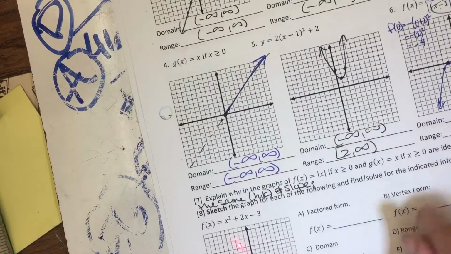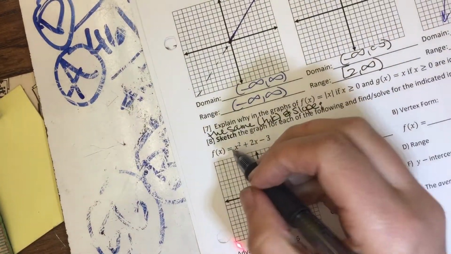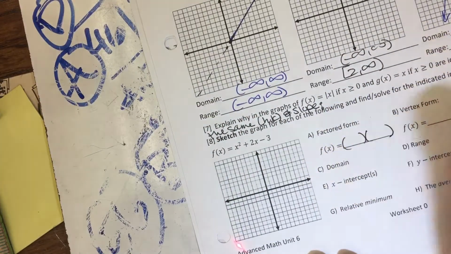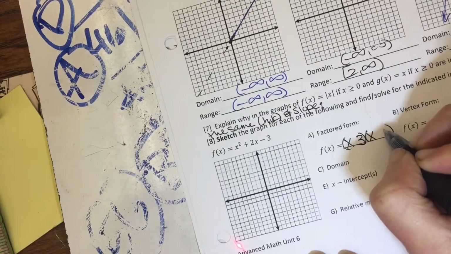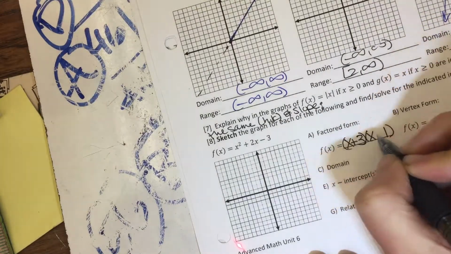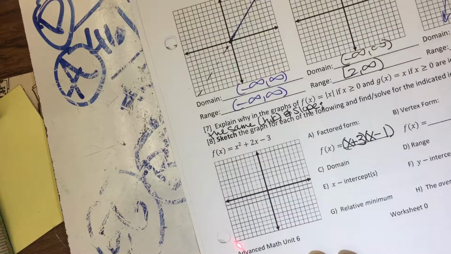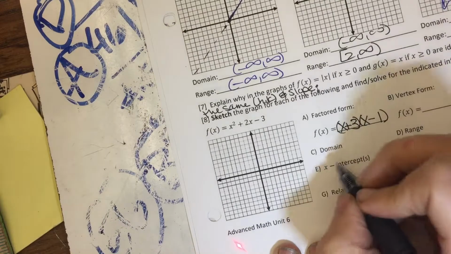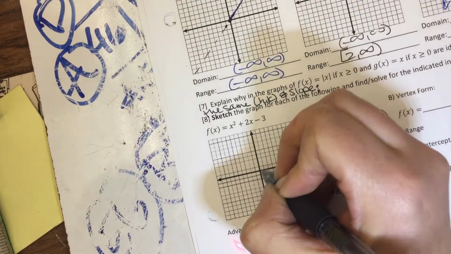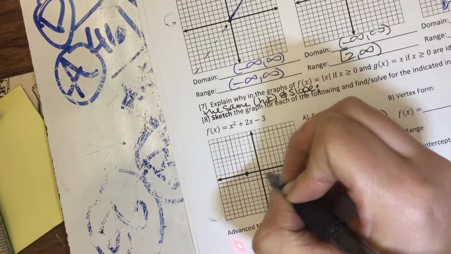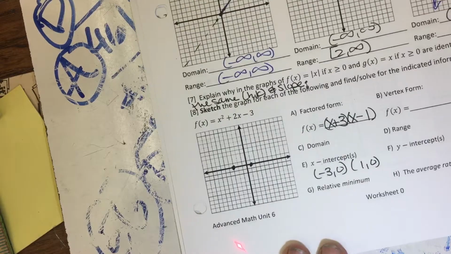So the next part here, I'm going to sketch my graph. I'm going to do it in 2 ways. So in factored form, I would just literally factor that. And so x times x is x squared. 3 times 1 is 3. I need more positives. Okay, if I check that, that's 3x and negative x, which gives me positive 2x. So I can do my x-intercepts now. Those would be negative 3, 0 and 1, 0.